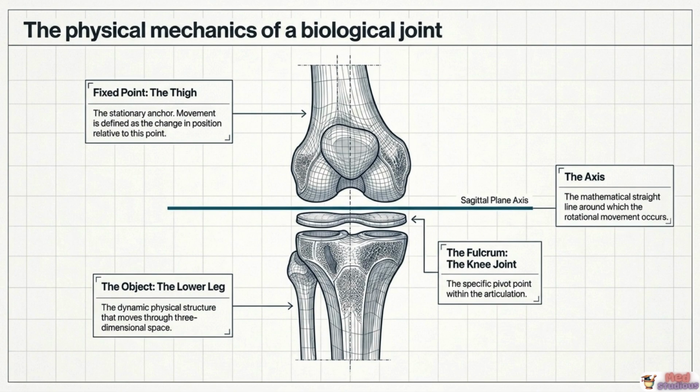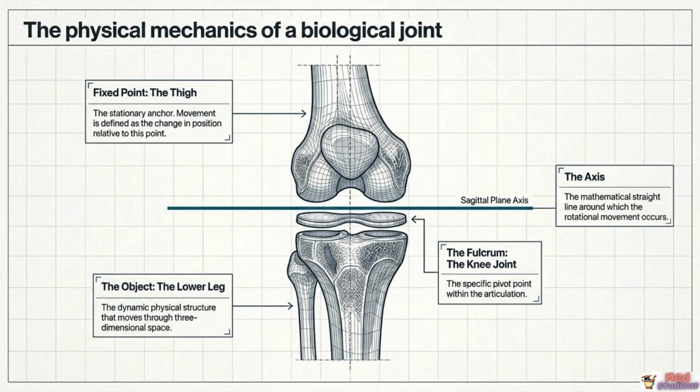Let's use the knee as our model. There are four key components at play. First, the fixed point, in this case, the thigh. This is the stationary anchor. All movement is defined as the change in position relative to this fixed structure. Second, the object, the lower leg. This is the dynamic structure that actually moves through three-dimensional space.